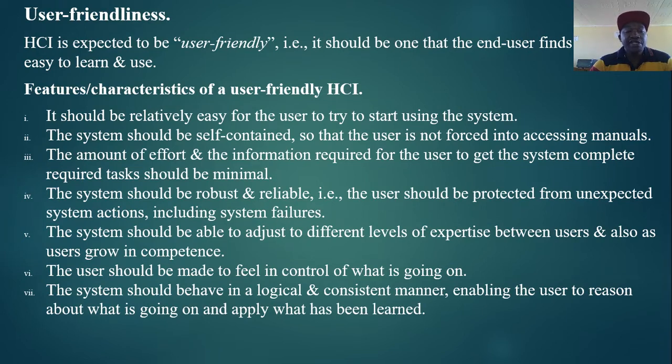It should be relatively easy for the user to start using them. The system should be self-contained so that the user is not forced into accessing manuals. The amount of effort and information required for the user to get the system to complete required tasks should be minimal. The system should be robust and reliable. The system should be able to adjust to different levels of expertise between users, and users grow into competence. The user should be made to feel in control of what is going on, and lastly, the system should behave in a logical and consistent manner, enabling the user to reason about what is going on and apply what has been learned.